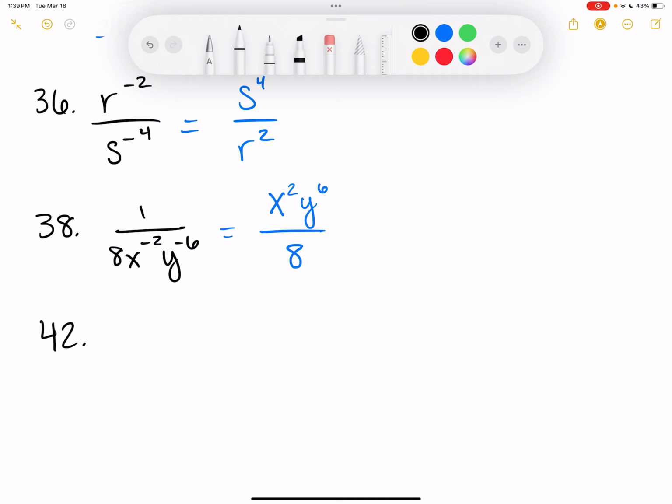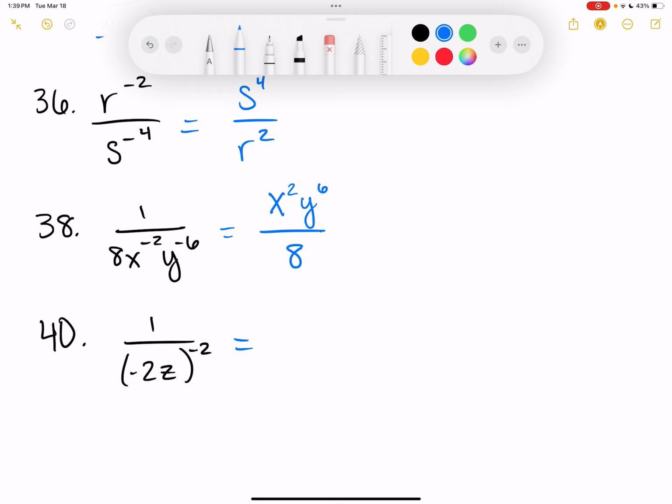Not 42. 40. Jumping ahead. 1 over, in parentheses, negative 2z to the negative 2. What if we distribute? Because you have to distribute on the bottom. I probably wouldn't do that first. You can, but I have a feeling you're going to end up mixing something up if you do that. What does the negative exponent tell me to do?